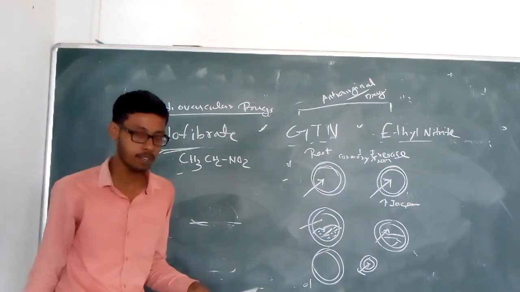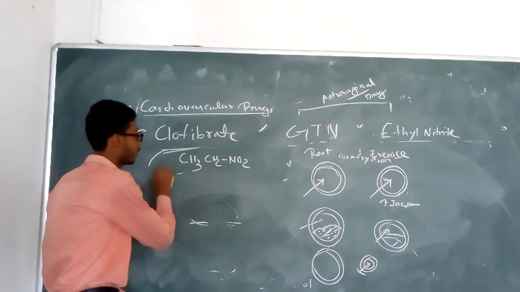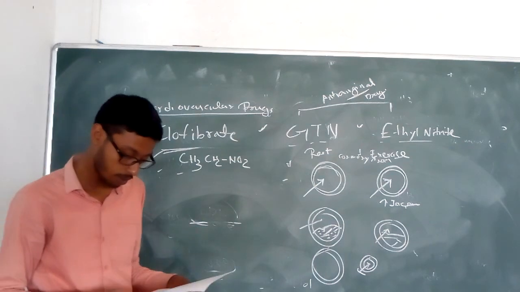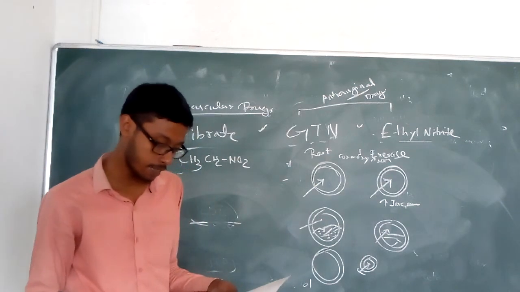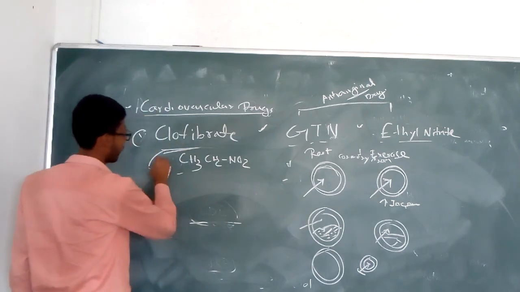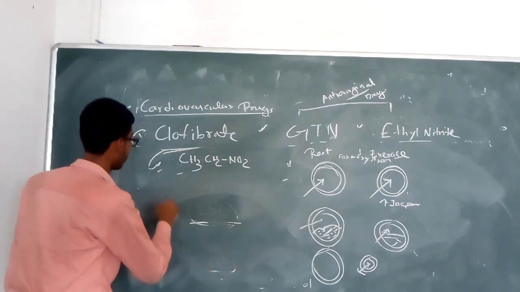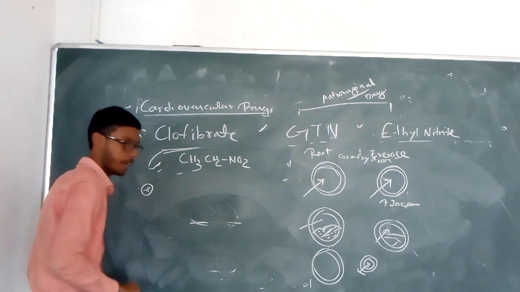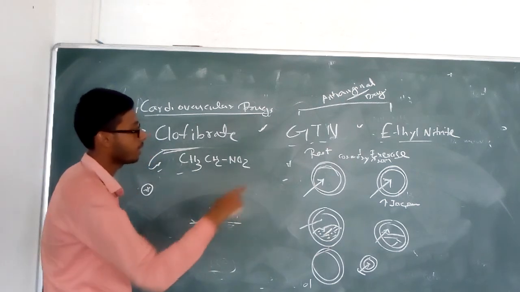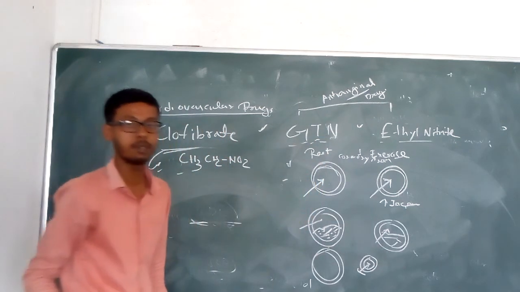It is a clear colorless liquid. It is not solid. This is a volatile liquid, and it is the treatment for the anti-anginal cardiovascular disease. And ethyl nitrite is an important drug as an anti-anginal. That is the structure. This is the ethyl nitrite. That is the glyceryl trinitrate. It is an important drug.